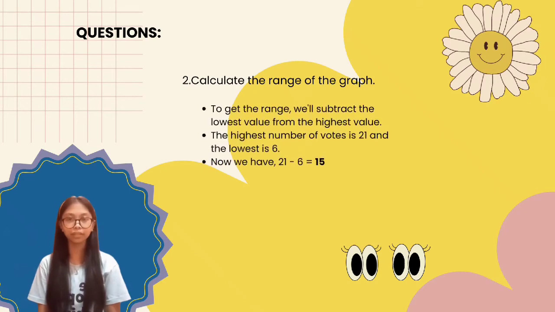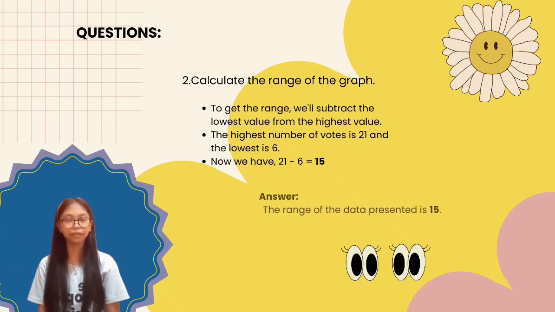To get the range, we'll subtract the lowest value from the highest value. The highest number of votes is 21, and the lowest is 6. Now, we have 21 minus 6 equals 15. The range of the data presented is 15.